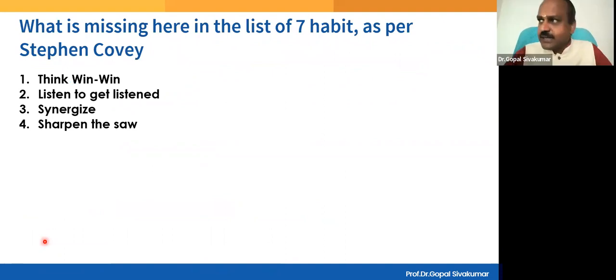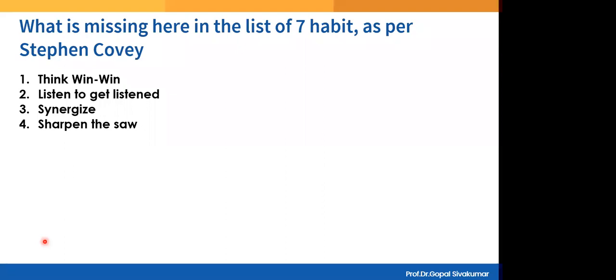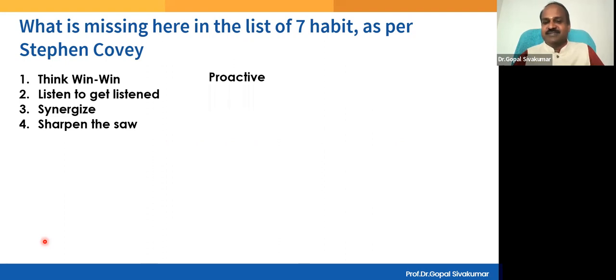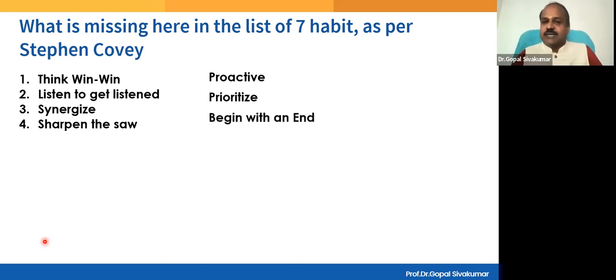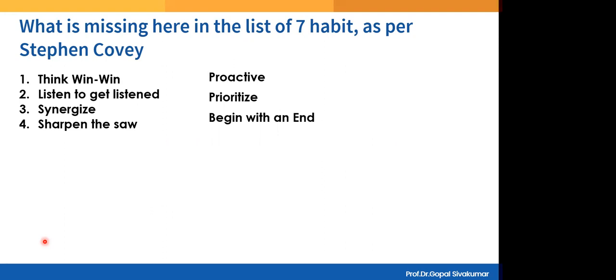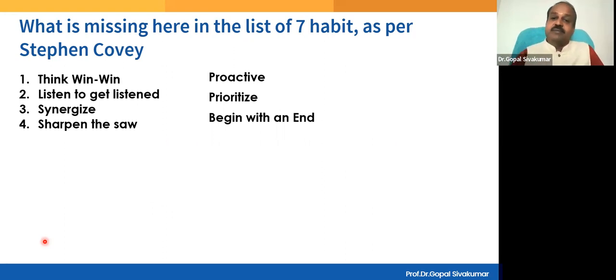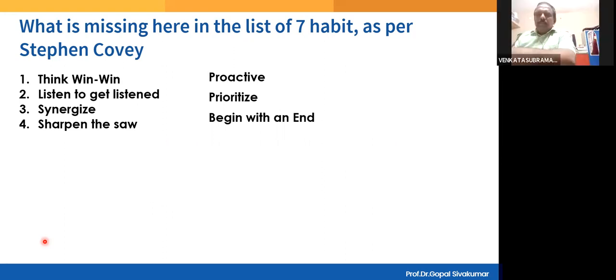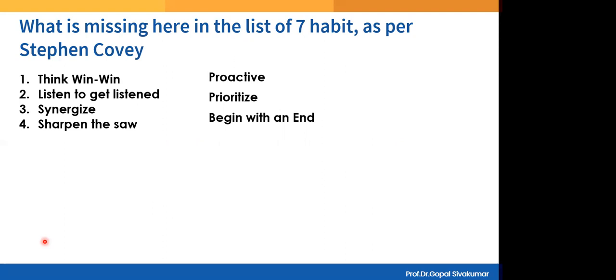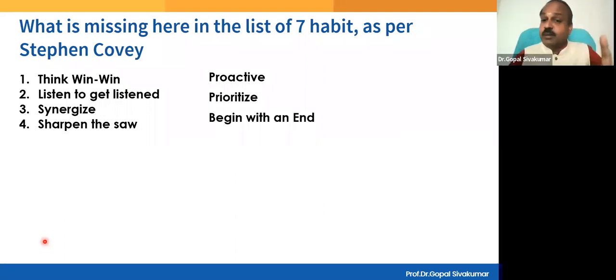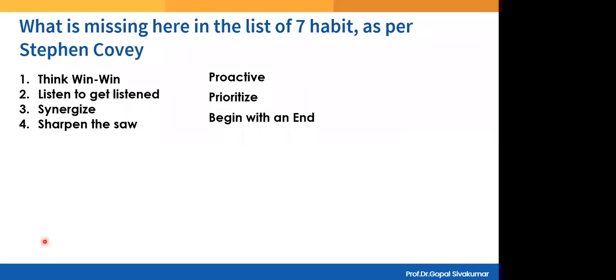What is missing here in the list of 7 habits as per Stephen Covey? Proactive, beautiful. Prioritize, excellent. Begin with an end in mind. Very good. Any project you want to do, you should know the end result. The project should have a clear goal, and any drive that you are starting in your company should have a clear goal, and the goal should be in line with the vision. That is called strategy, right? We will be talking more about the strategies, goals, and all those things in the MBB program.